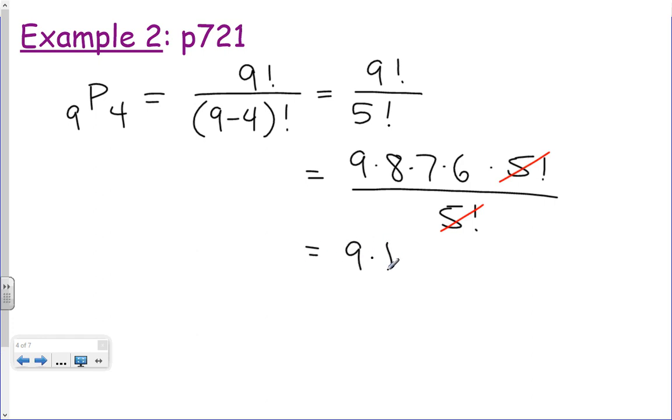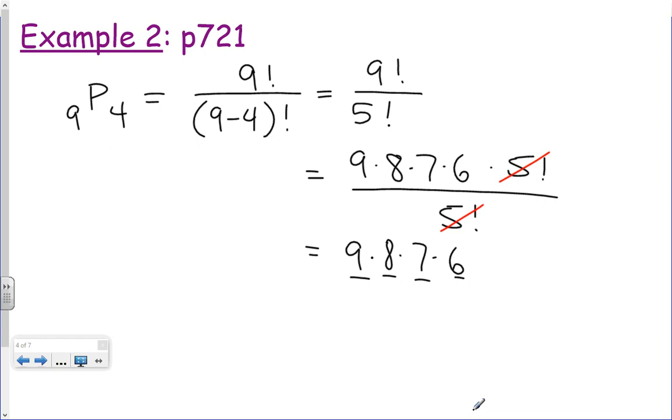So really, this is just 9 times 8 times 7 times 6, which is really how we started out these problems in the last sections. We just said, well, if you've got 9 objects and you're picking 4 of them, how many choices do you have for the first one? 9. How many for the next one? 8, 7, and 6. That's what this turns out to be.